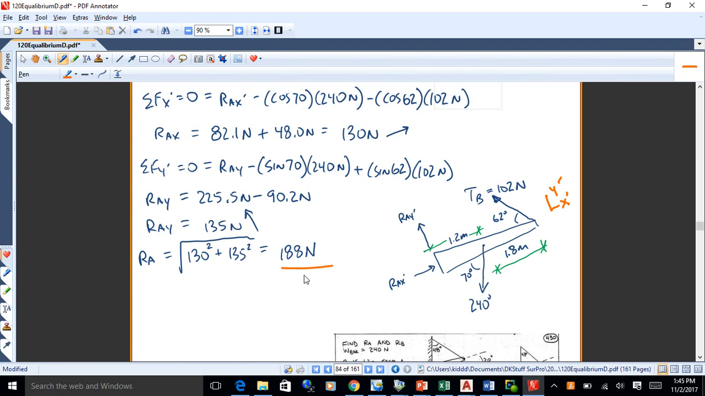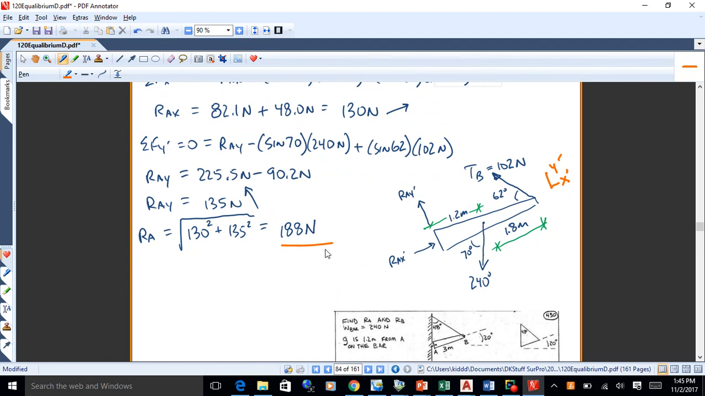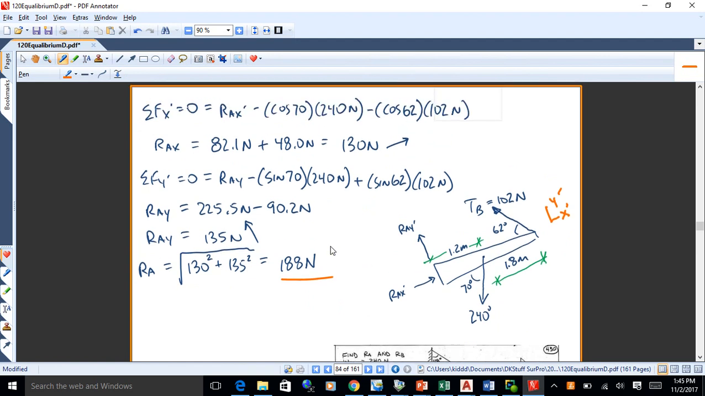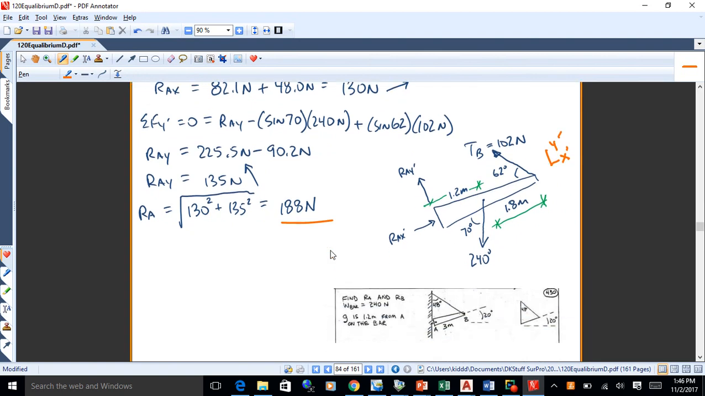So are we doing all right with that? All right, so that's another approach on that one. Sometimes these inclined axes can make problems easier.